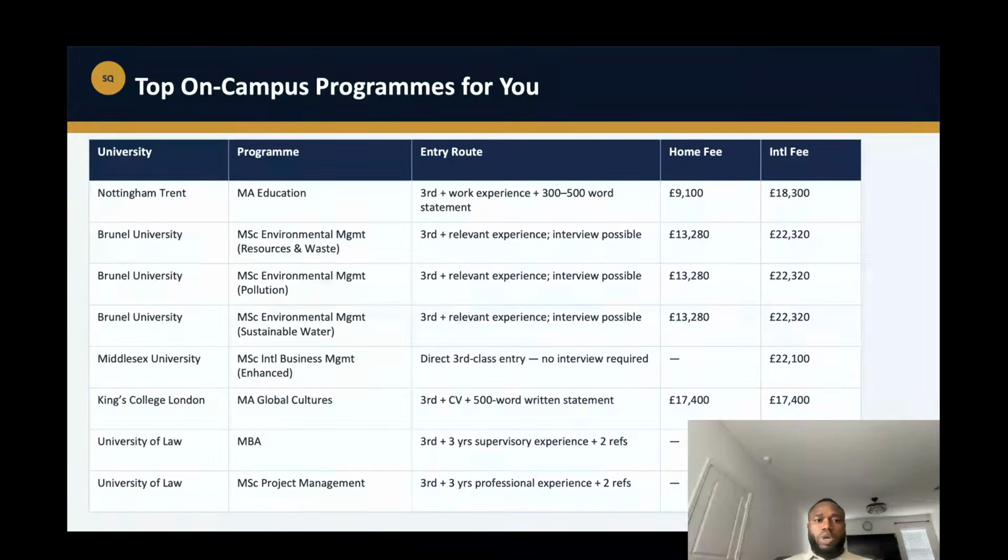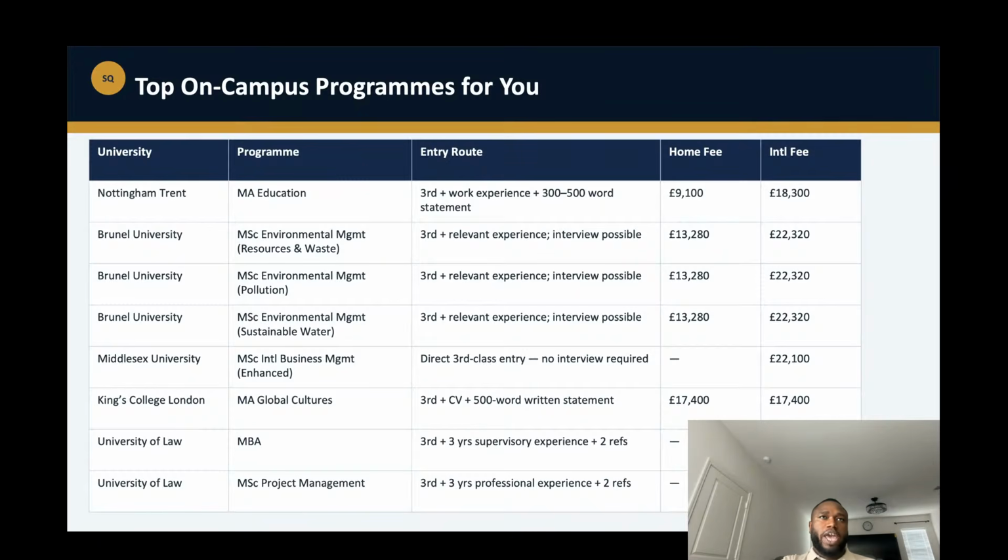Okay, so let's look at some of these programs. Because the thing is, not all schools would accept candidates with third class. And for the schools that accept candidates with third class, it is not all programs within those schools that would accept candidates with third class. So if I tell you Nottingham Trent University accepts candidates with third class, it doesn't mean that they do that for all their programs.